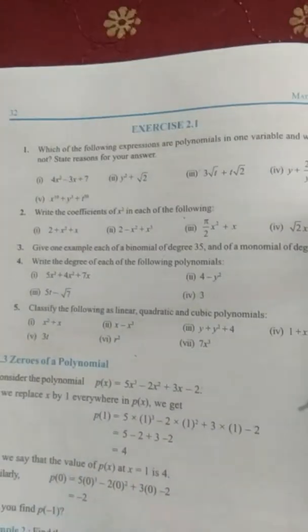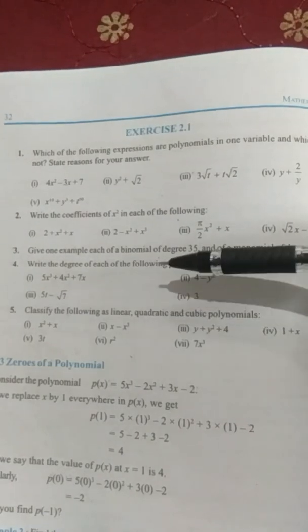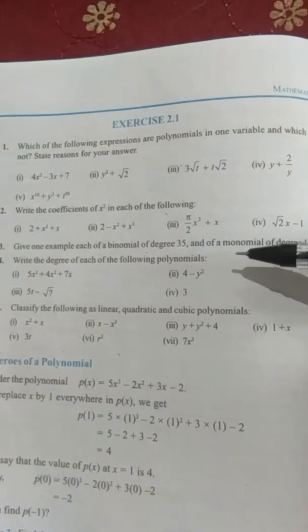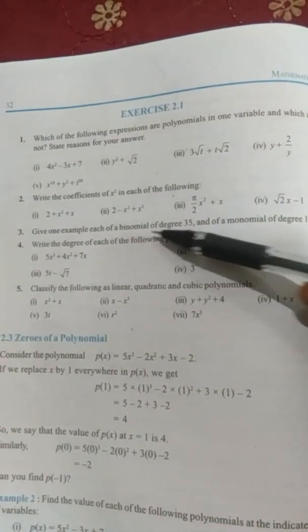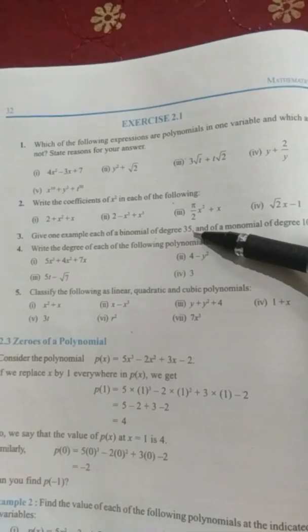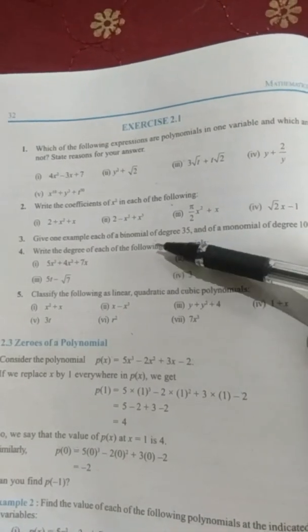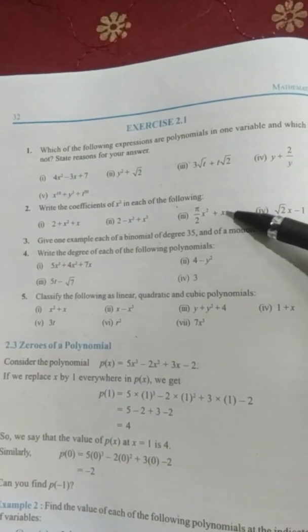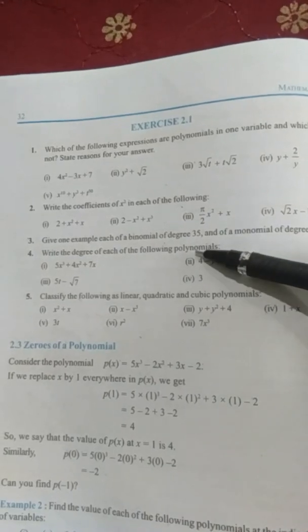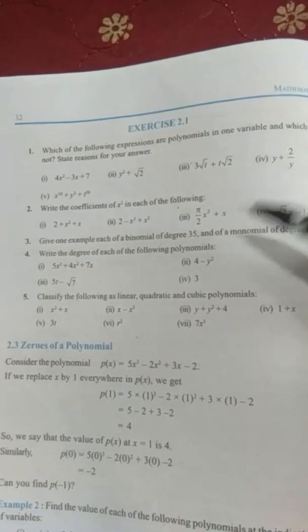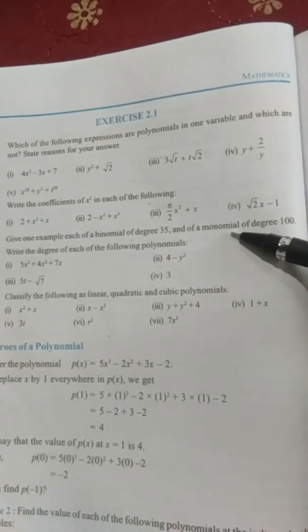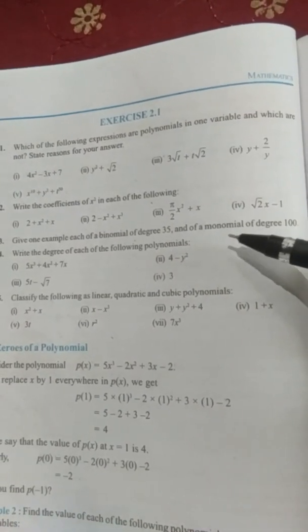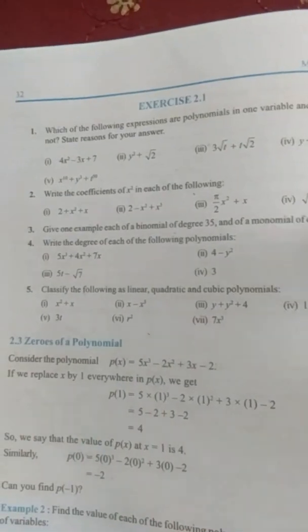The next question, give one example each of a binomial of degree 35 and of a monomial of degree 100. Students, you have to write a binomial with degree 35. You can write it, it's very easy. Binomial means using two terms. You can write x^35 + 4. And a monomial of degree 100, monomial means only one term. You can write y^100 like that. You can write any answer.